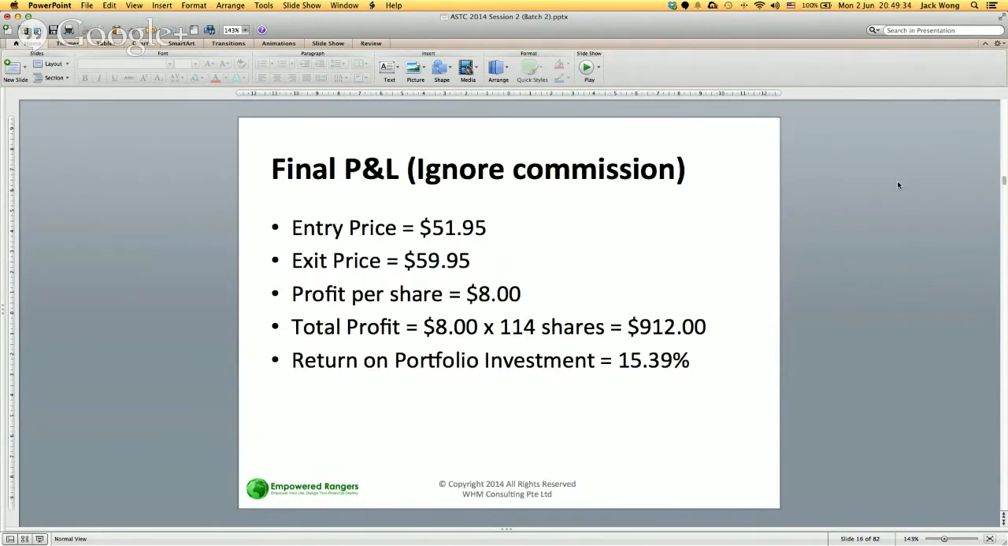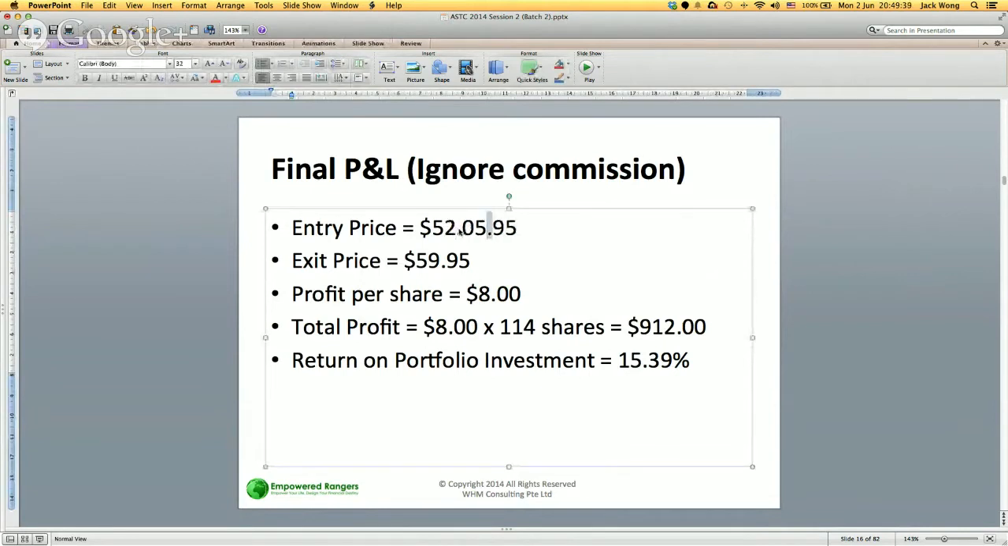So the position is like this. We enter at 52.05, not 51.95. Forgot the 9 cents. We exit at 59.95, and I forgot to adjust 10 cents. So 59.95 minus 52.05 equals $7.90 per share. It's quite a good trade though. The stock is just $50 and we make 8 points. So you see we have a profit of 869, not 912. You see I'm updating this number.